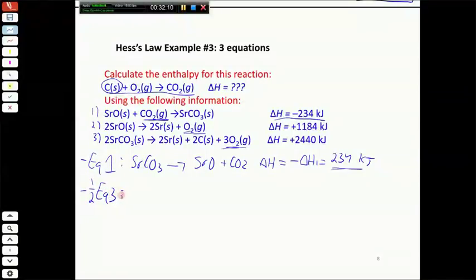Alright, so we're going to both invert and multiply the third equation by 1/2. That's going to get us 1 carbon onto the reactant side, which is where we want it. So we get strontium plus carbon plus 3/2 O2 goes to strontium carbonate.